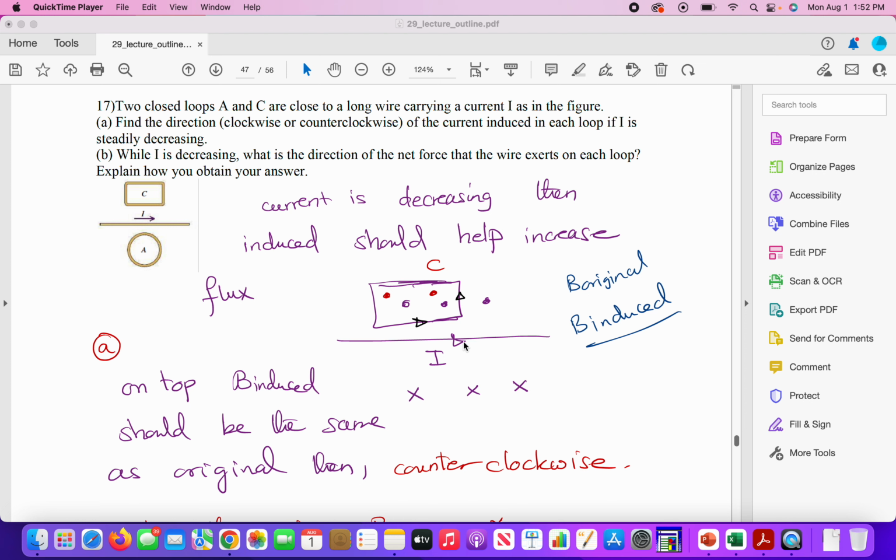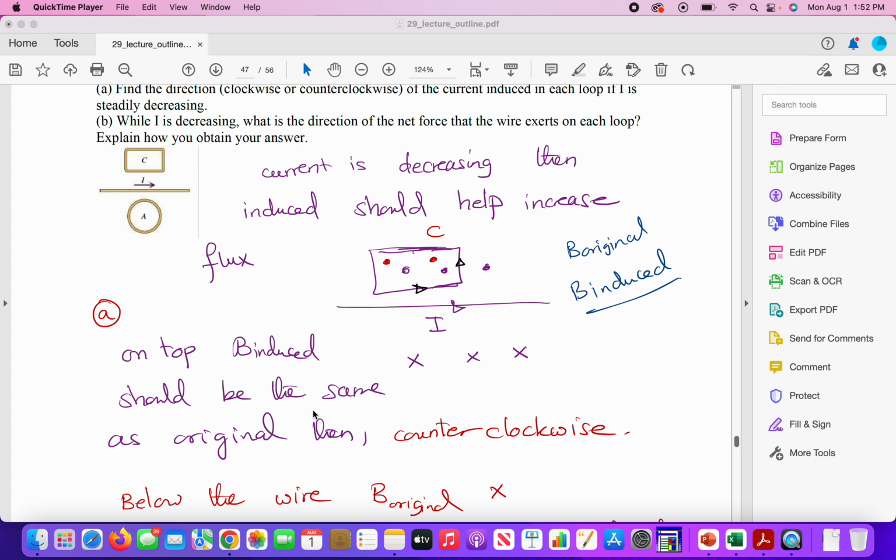Now for the electric wire, here it is going, using the right hand rule, out of the page and here into the page, and then on top, B induced should be the same as the original, then counterclockwise, again using the right hand rule.